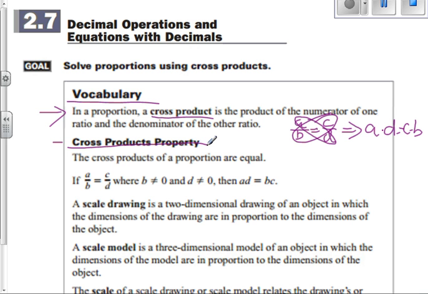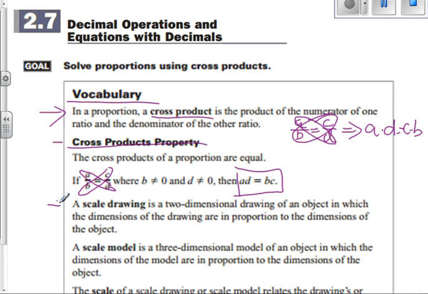They give you more information here. The cross products of a proportion are equal. So if A over B, that's one ratio, is equal to another ratio, C over D, where B does not equal 0 and D does not equal 0, then A times D is equal to B times C. So basically you're multiplying the diagonals, okay?